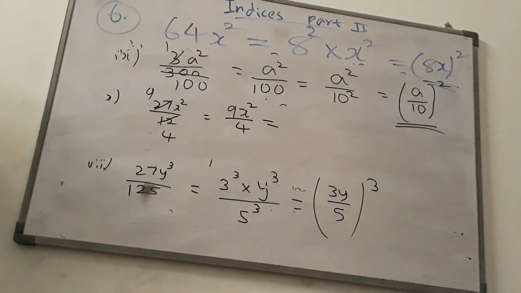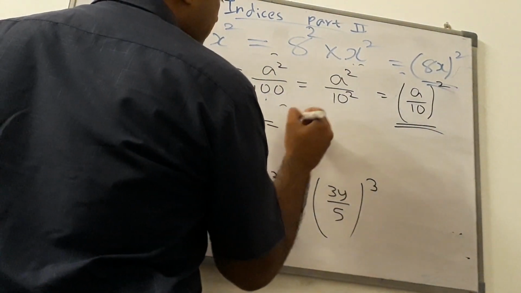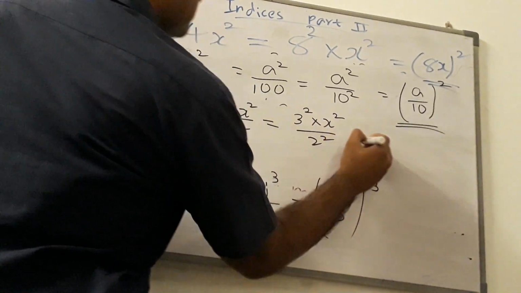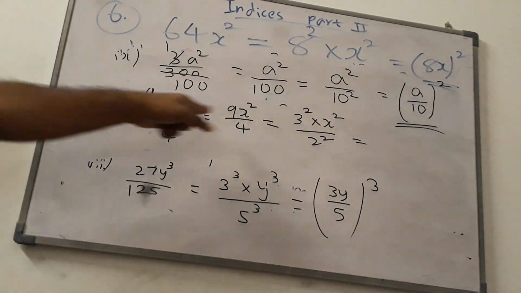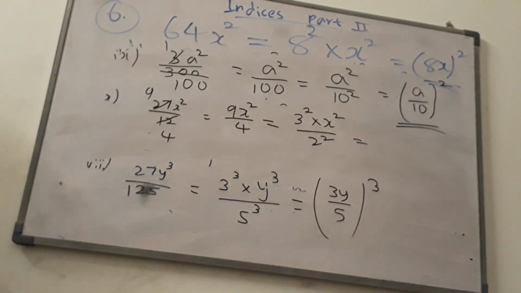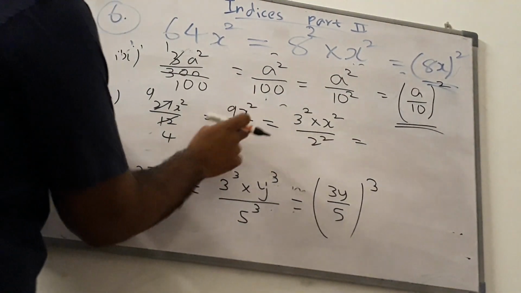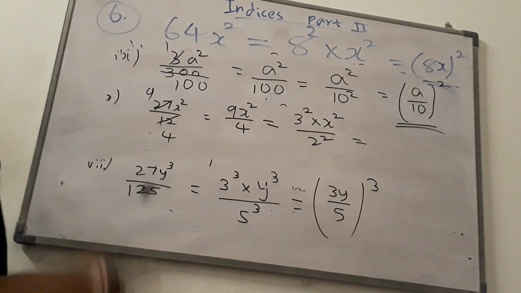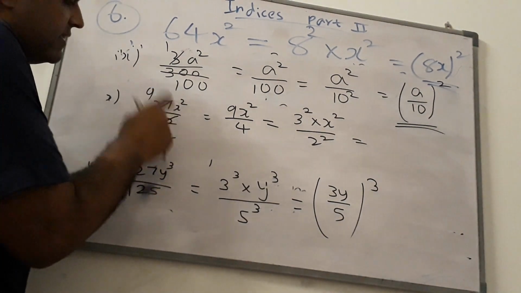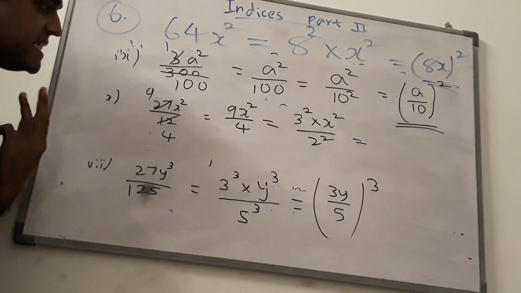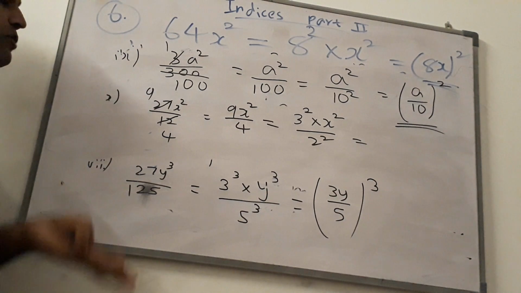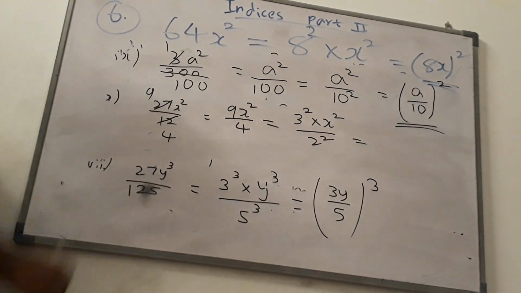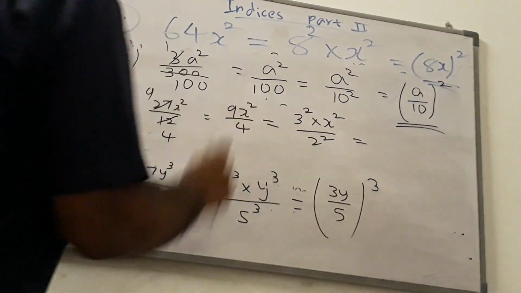9 means 3 squared. We can write 9 as 3 squared times x squared. 4 means 2 squared. Instead of 9, we can write 3 squared. 3 times 3 is 9. X squared is there. Instead of 4, we can write 2 squared. 2 times 2 is 4. What happened here is, again, 27 and 12 have a common factor called 3, so they can be simplified by 3. Hence we get 9x squared over 4.